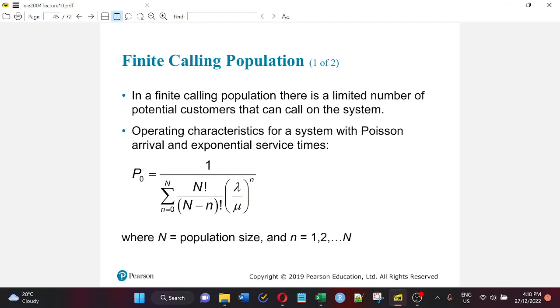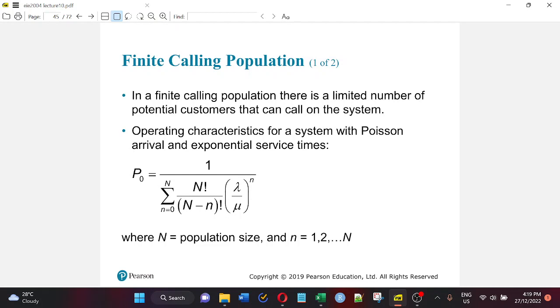So you start from n equal to 0. You start with N factorial divided by N minus 0 factorial, where capital N is 20 in this case. So 20 factorial divided by 20 minus 0 factorial, times lambda divided by mu to the power of n, where current n is 0. And then you add 20 factorial divided by 20 minus 1 factorial multiplied by lambda divided by mu to the power of 1.